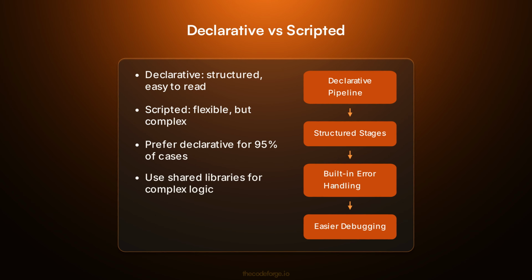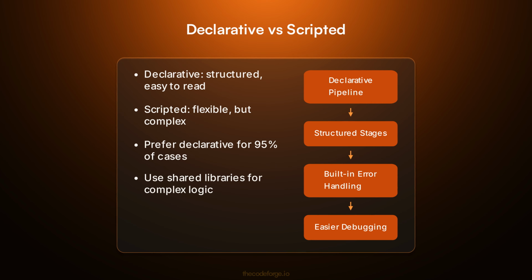Declarative pipeline enforces a clear structure with pipeline, agent, stages, and steps blocks. This reduces Groovy script errors and makes pipelines easier to debug. Scripted pipeline gives you full control, but can lead to spaghetti code. In production, we found that declarative pipelines reduced syntax-related failures by 80%.